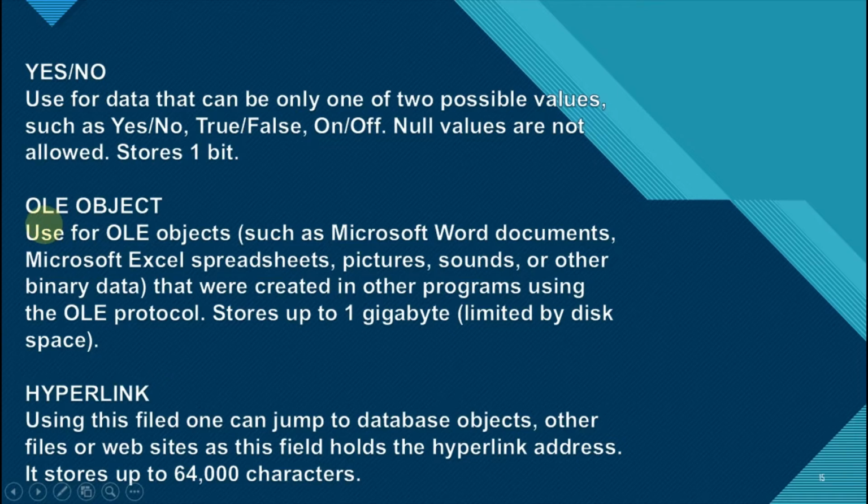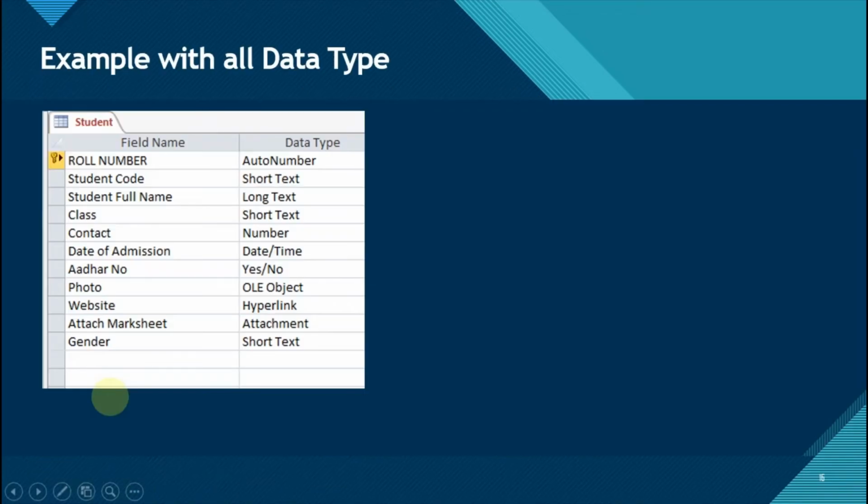The next one is OLE object. OLE stands for object linking and embedding. When you want to store any other file like a Word file, Excel file, pictures, sounds, or any binary data, then you can use OLE objects. Now the next one is hyperlink. When you want to store any kind of link with your database, suppose you are creating a database of different kinds of websites, then you can use this hyperlink data type.